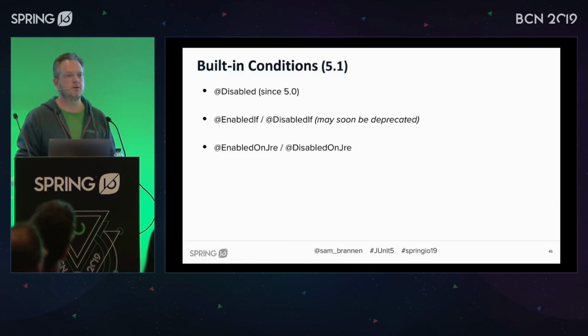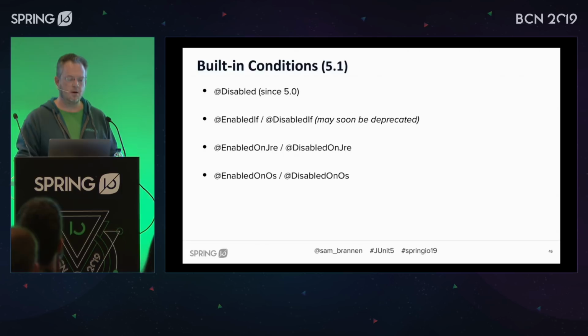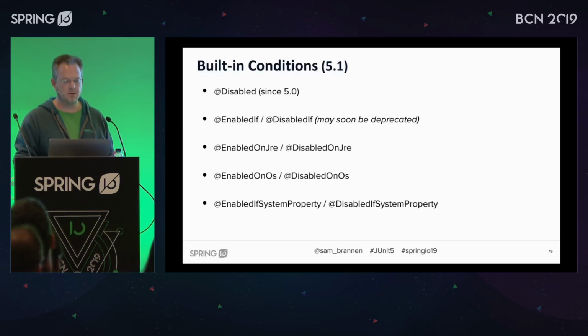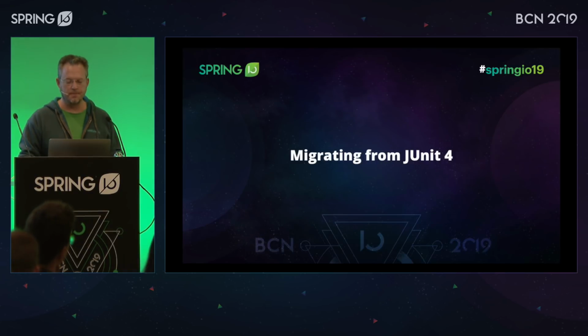More popular are the things where you have the ability to say, run this test on a given JDK, like JDK 8, 9, 10, or not, on a given operating system like Mac or Linux, or if a given system property or environment variable is set or not. So that gives you a lot of power out of the box, and you can just throw in these annotations and then enable or disable your tests.